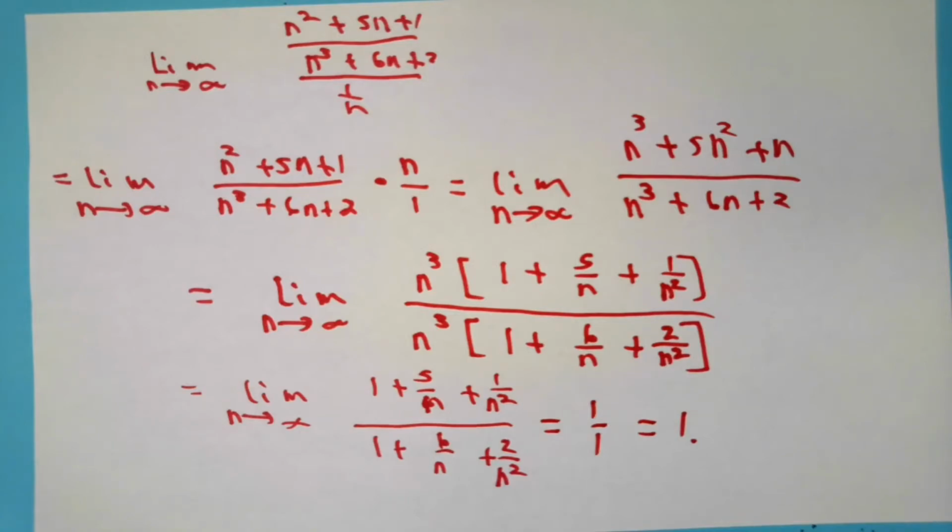This tells me that my infinite series that I'm interested in and the sum n equals 1 to infinity of 1 over n either both converge or both diverge. And we know that the sum of 1 over n diverges. Therefore, this tells me that my original infinite series diverges as well.